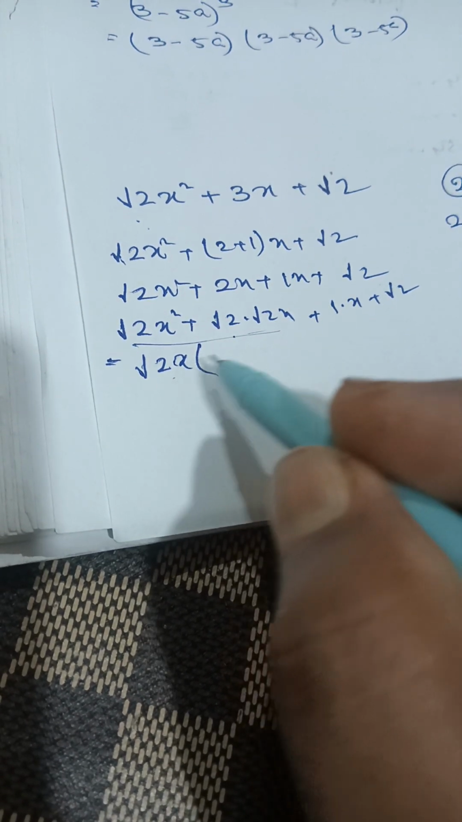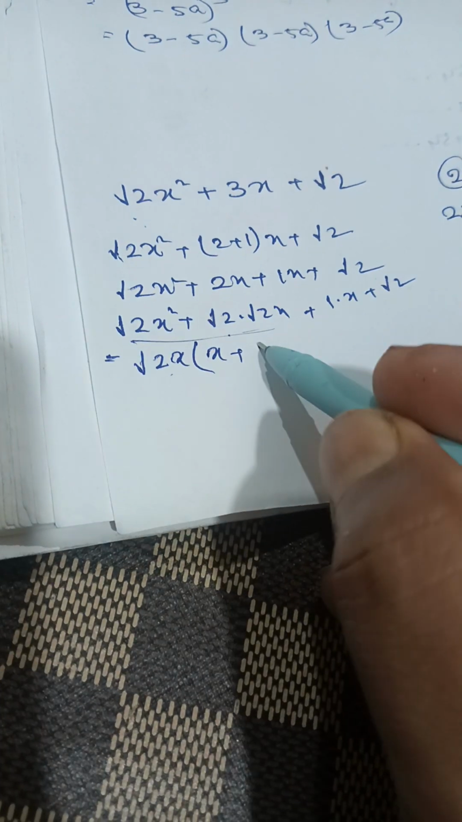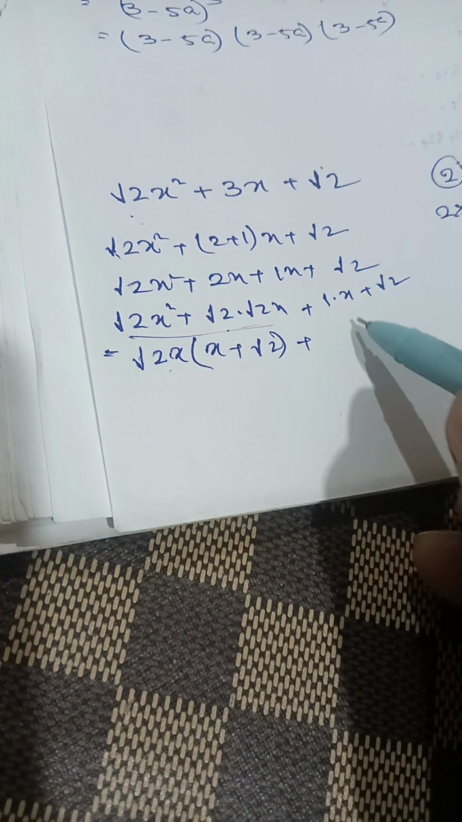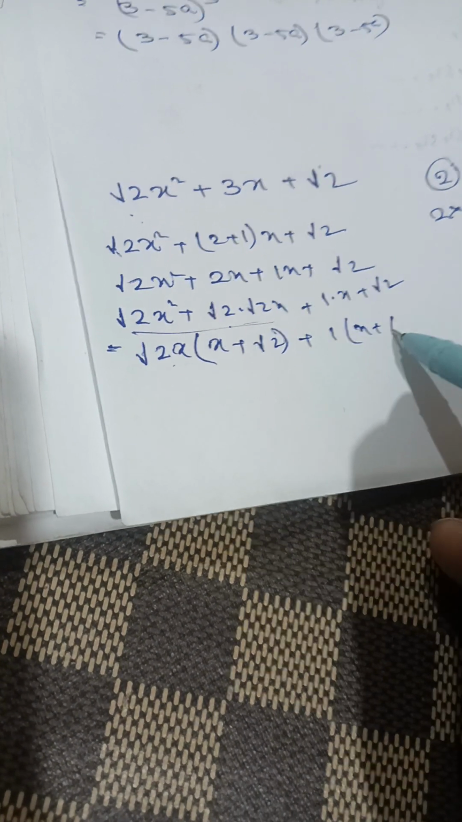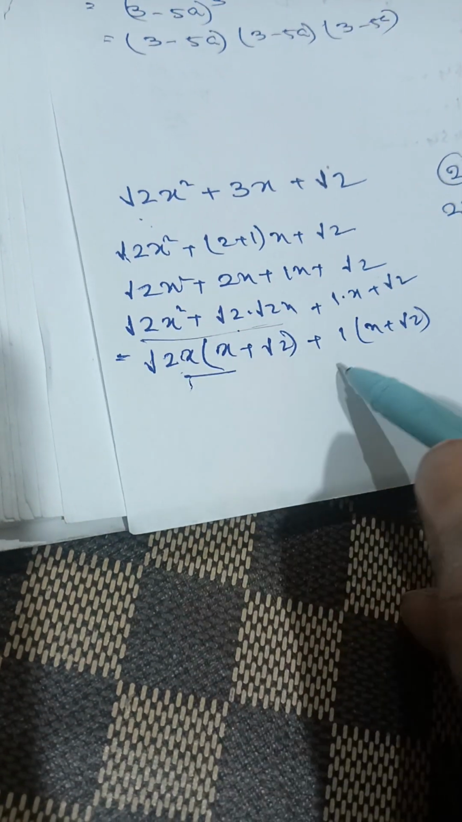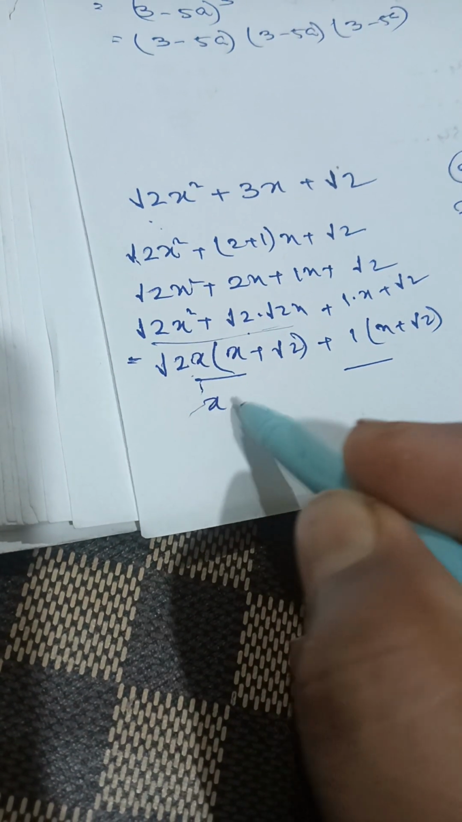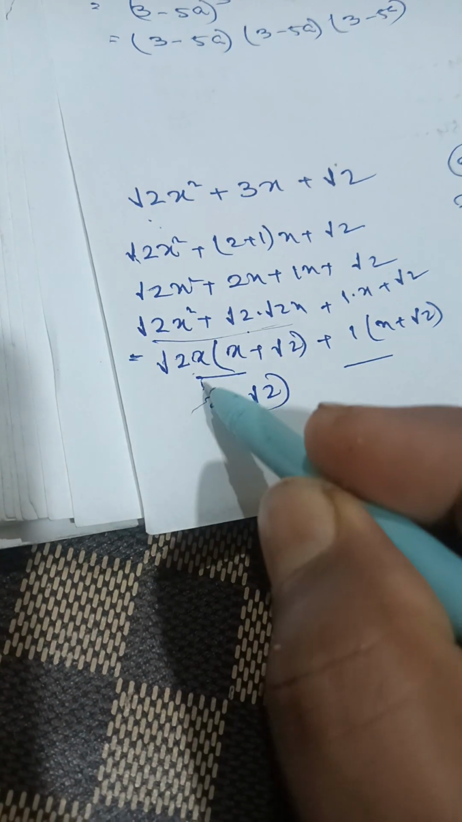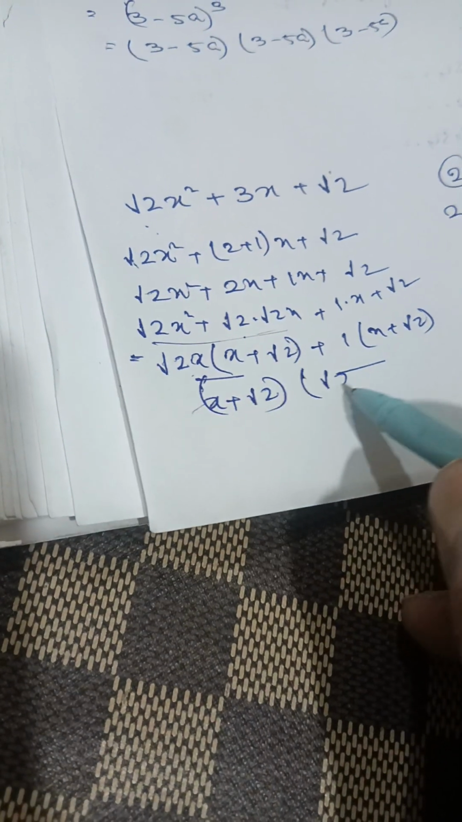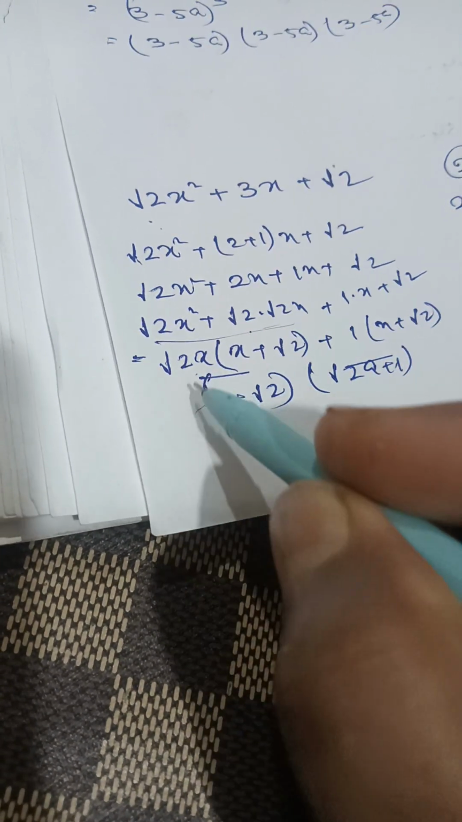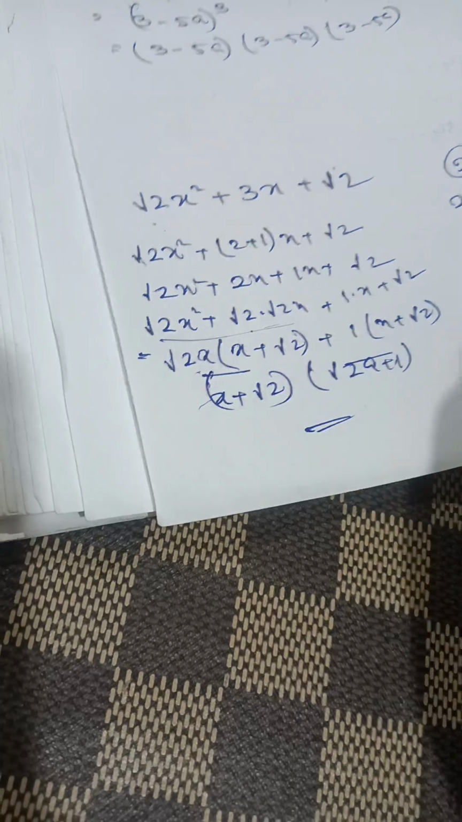So when I have taken root 2x common, it will be x and this will be root 2. Here nothing is common, so x 1, so you write x plus root 2. Now you see in between these two terms, we can write x plus root 2. And here you can write root 2x plus 1. This is root 2x plus 1. Answer.